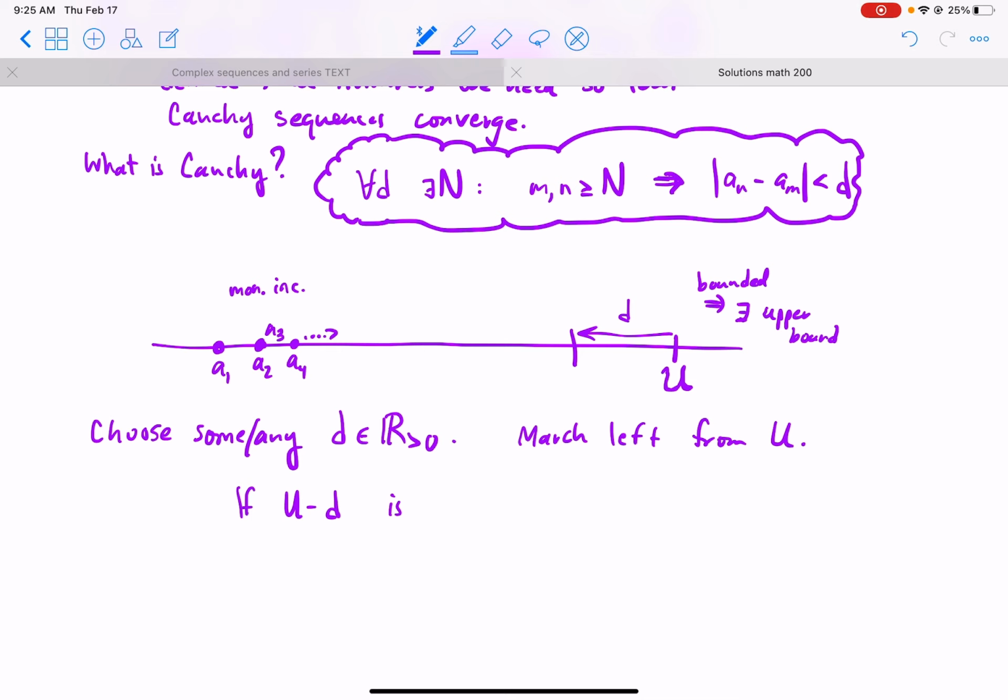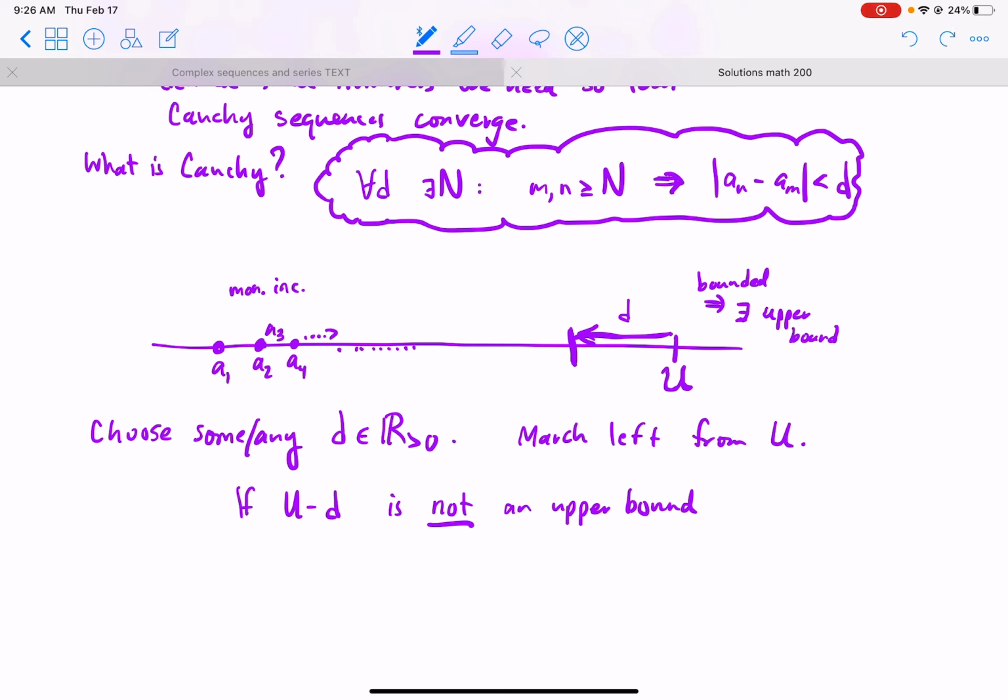If U minus d is not an upper bound, then we're sort of done already. So remember, U is an upper bound. That means all the a sub n's, wherever they are as they're marching, are less than or equal to U. Now, if we march back to U minus d, and this is not an upper bound, that means there exists some a sub capital N. Maybe it's a 205, that makes U minus d fail to be an upper bound.